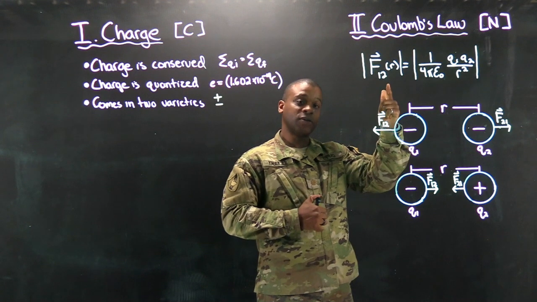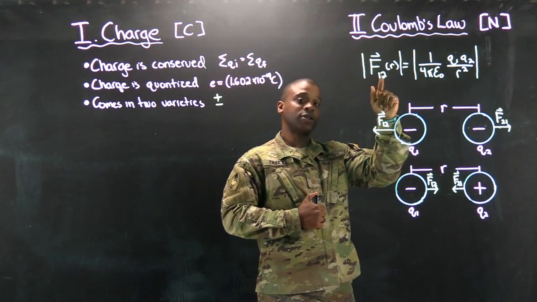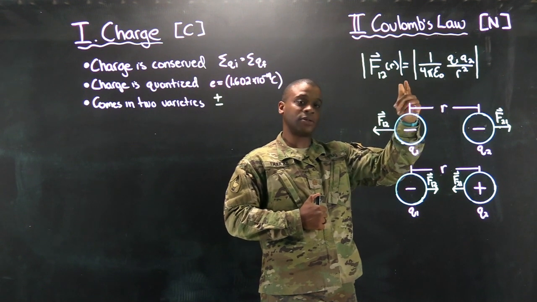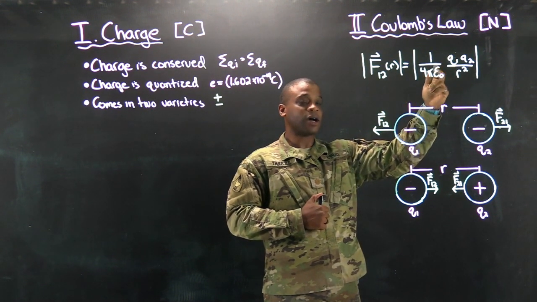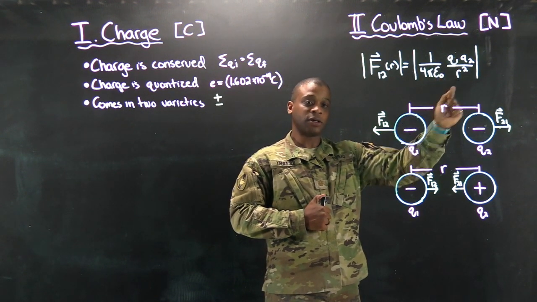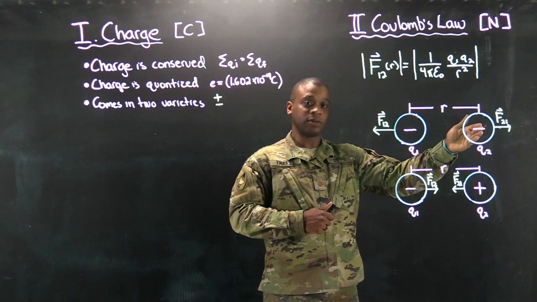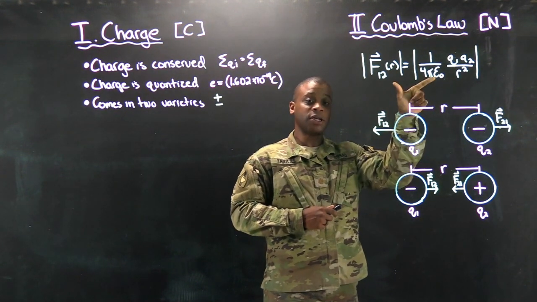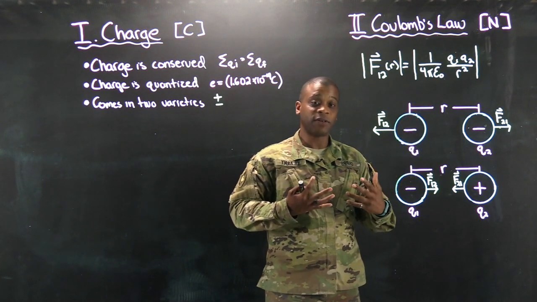The magnitude of Coulomb's law, the magnitude of the force on 1 due to 2, is equal to Coulomb's constant multiplied by the charges divided by r squared, r being the distance from charge 1 to charge 2. Now this equation gives us the magnitude of the force. Well, how do we find the direction?